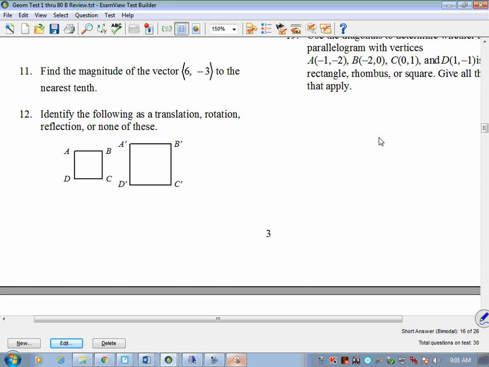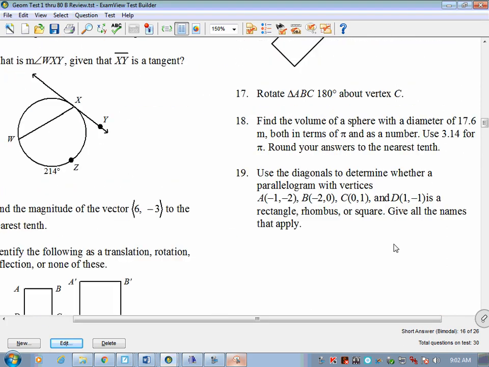I heard two things. Expansion, or we're going from here to here. Expansion or reduction? Expansion. Okay. We always go from no tick marks to tick marks. The more tick marks we have, the more transformations we've gone through. So our answer for number 12 is none of these.